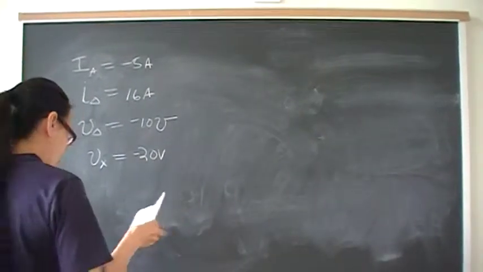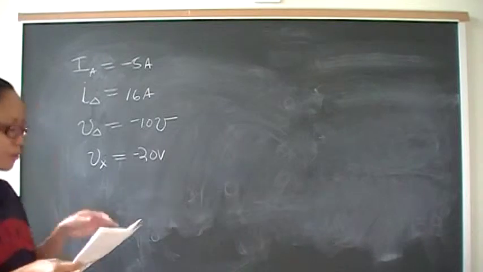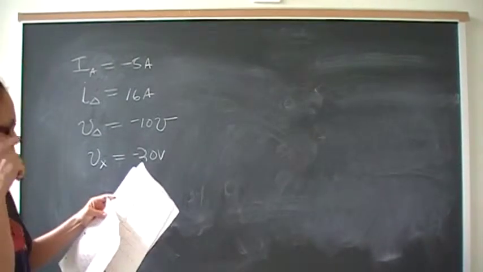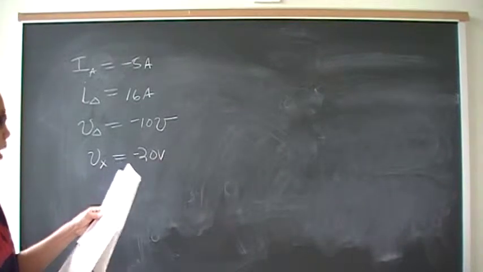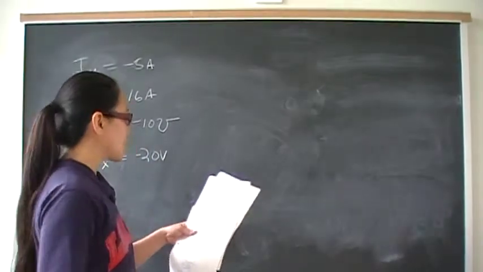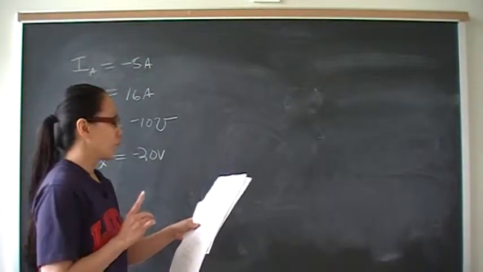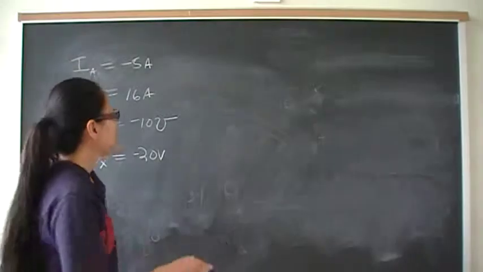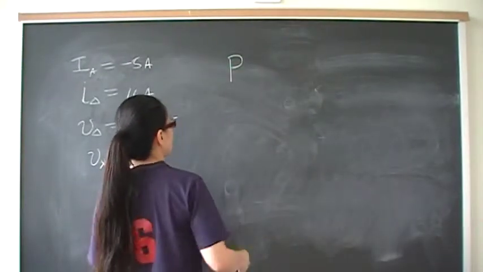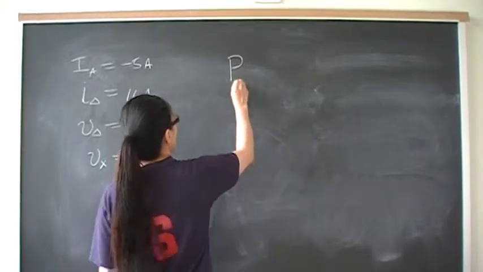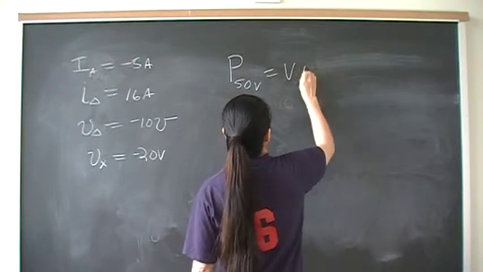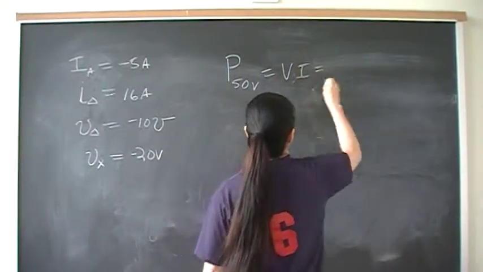Okay, so in part A, we want to figure out which circuit elements, which power sources deliver power and which power sources dissipate power. So we have 3, right? In the first mesh, we have the 50 volt independent voltage source. So let's figure that one. Does it deliver power, or does it absorb power? So P is equal to VI, of course. The V is simply the 50.